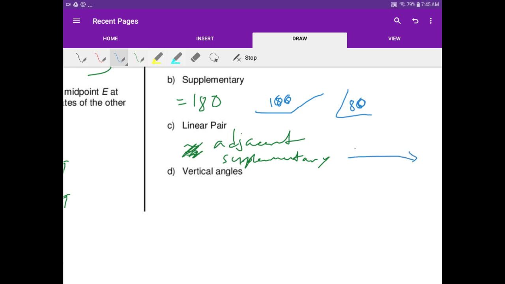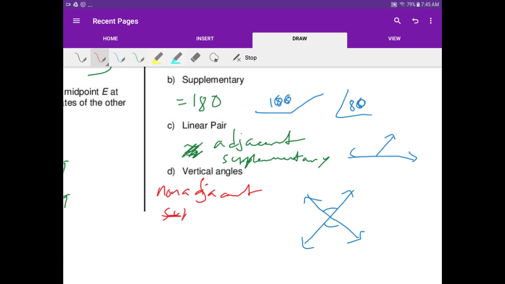Linear pair, flat line, you have this. Vertical angles look like this. These are vertical angles. Non-adjacent. And they're congruent.